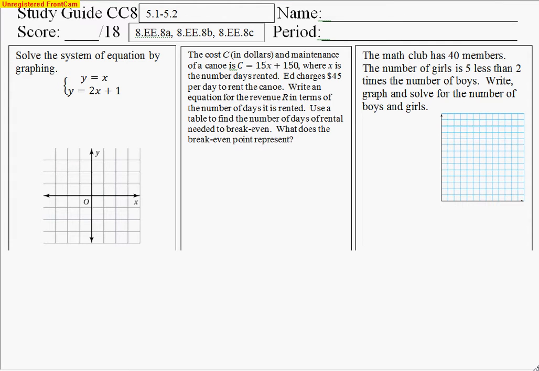These are the solutions for the study guide for Chapter 5, Section 1. So let's take a look at our first problem. It says solve the system of equations by graphing.